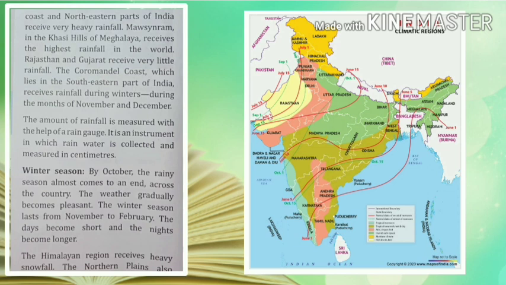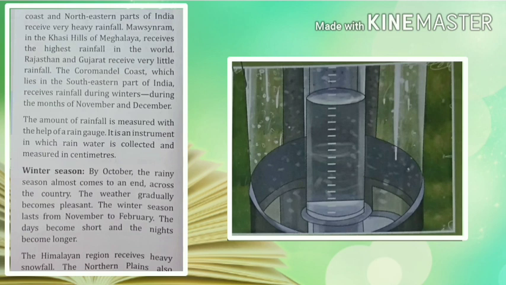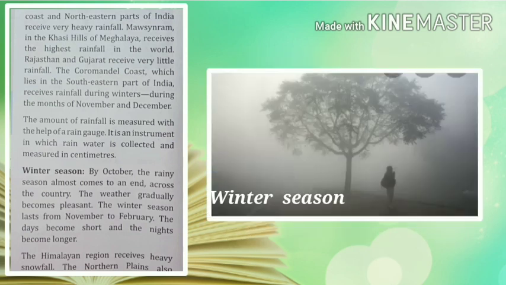and December. The amount of rainfall is measured with the help of a rain gauge. So what is it? It is an instrument in which rainwater is collected and then measured in centimeters. Okay, so it helps us to measure the amount of rainfall in a particular region. Now the last season about which we will discuss is the winter season.